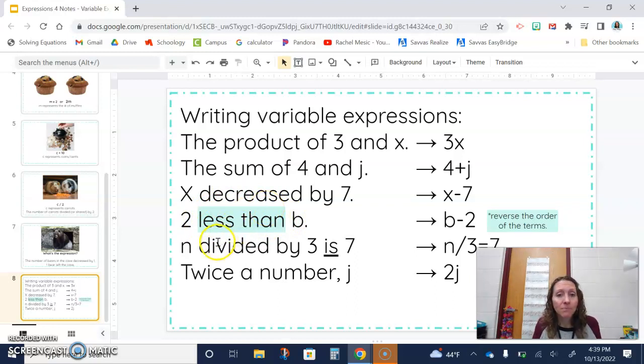All right, n divided by 3 is 7. So we kept the order, n divided by 3 means equal to 7. And then lastly, twice a number, and j is going to be representing that unknown number. So twice a number means double a number, which means times by 2. So it could be j times 2, but the best way to write that in pre-algebra is 2j, which means 2 times j.